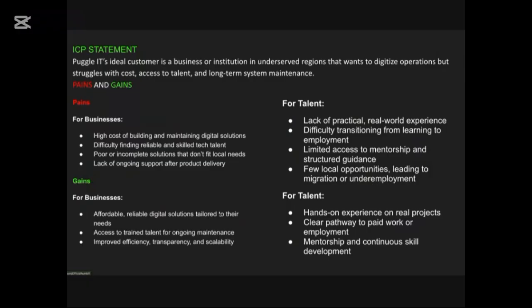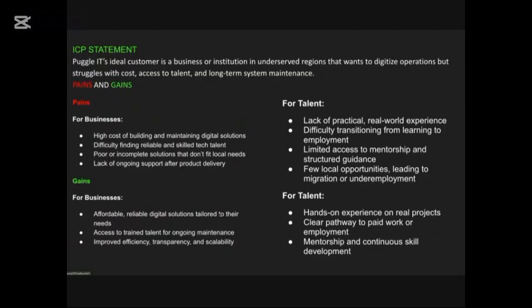Then when it is time, you have somebody. And when we have some of this trained talent, they know some of these technologies, we can attach them to you and they can do an internship and give you those services, but this special offer is only for our clients. Then access to trained talent for ongoing maintenance. That's what we say: improve efficiency, transparency, and scalability. These are the gains that these businesses will get.